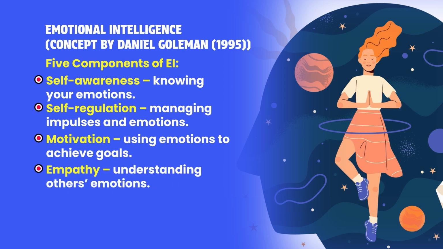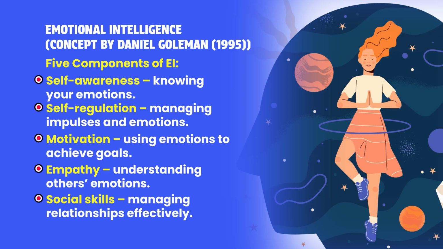Then another component is empathy. Empathy is one of the components of emotional intelligence through which we understand others' emotions. Sometimes we understand our own emotions, but are not able to understand others' emotions. So understanding others' emotions will also make you more emotionally intelligent. The last one is social skills. Managing relations effectively indicates how emotionally intelligent you are.